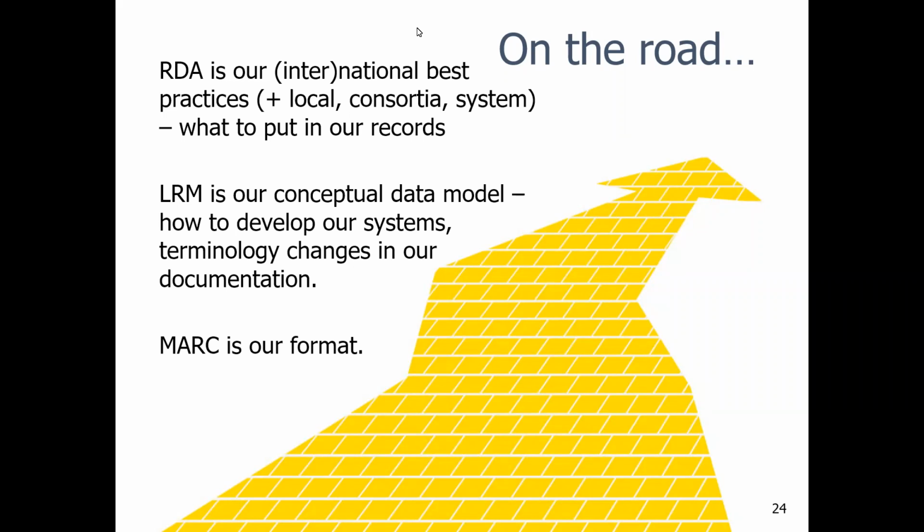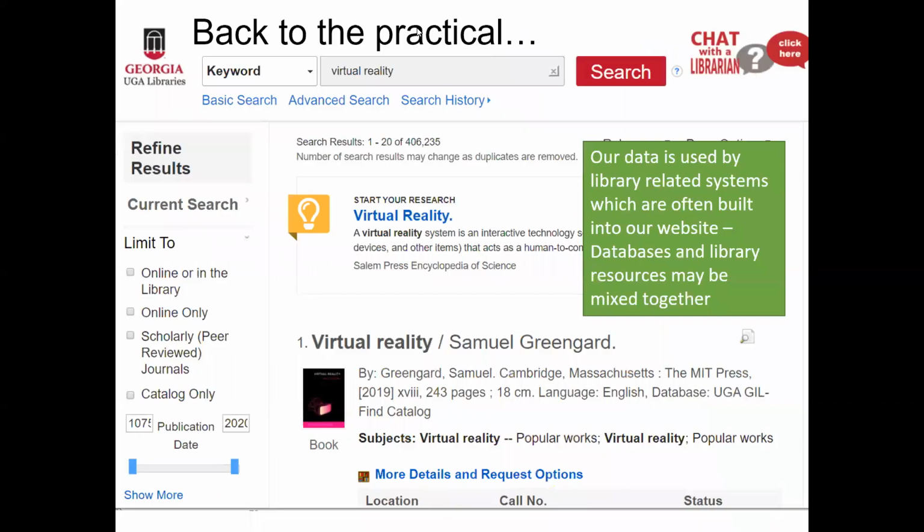LRM is our conceptual data model. So that includes that WEMI model we just talked about, that is such an aspirational data model. That would be fantastic if we could ever get there. It's also the way that we're thinking about developing our systems and working with our vendors to talk about system development at a conceptual modeling stage. And the terminology, it does have some terminology that changes in our documentation. MARC is still our format. Now, this will not be true forever, but it is still our format.